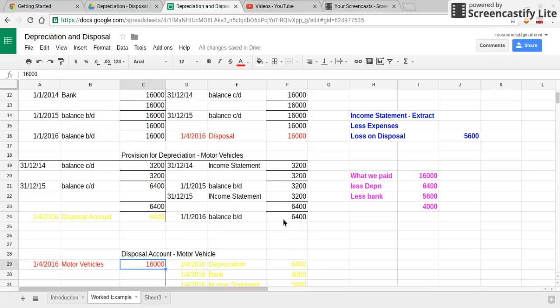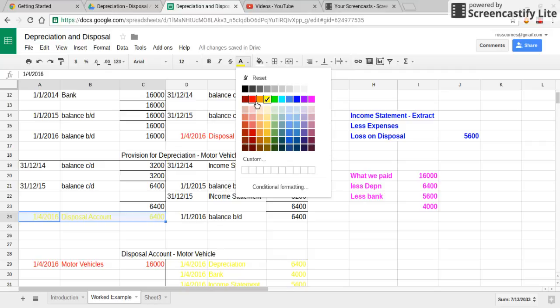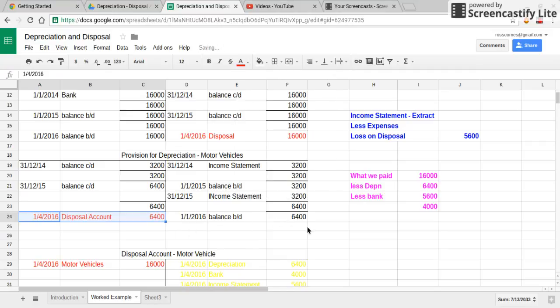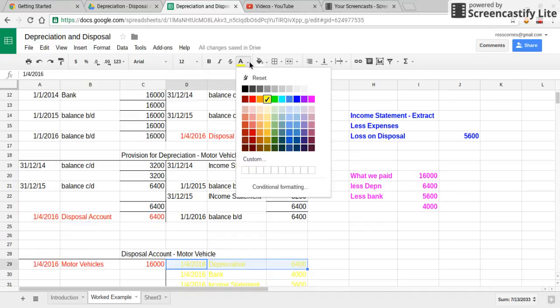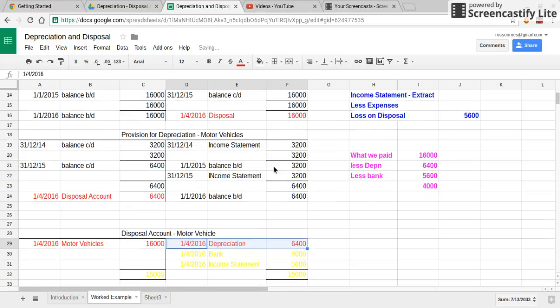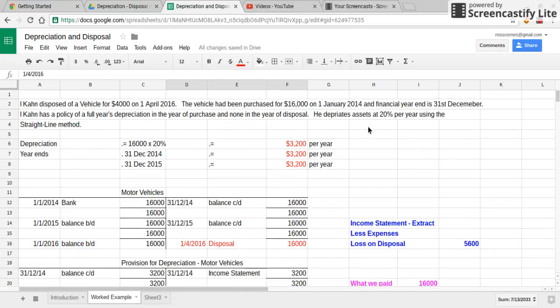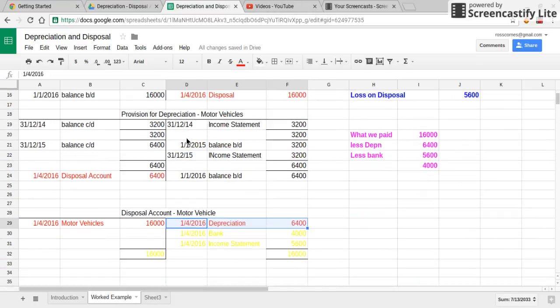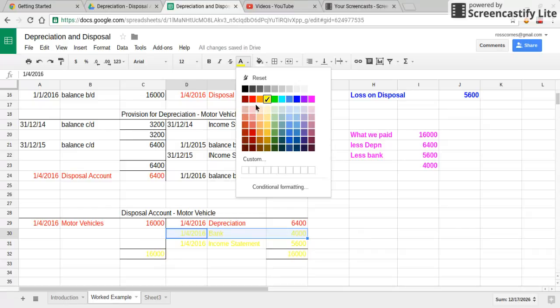And we need to do the same thing with the depreciation account. We need to debit the depreciation account because we need to remove all the depreciation to do with this motor vehicle. We need to therefore credit the motor vehicle disposal account with $6,400. And then we're told up here that it was sold for $4,000. So it's going to be a debit entry in the bank, and therefore it needs to be a credit entry in the disposal account.